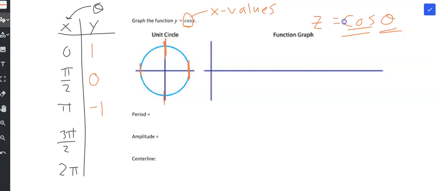Okay, 3 pi over 2. What's the x value at 3 pi over 2? 0. When we get back to 2 pi, we are back to 1. So now we need to graph this thing. At 0, we're up here at 1. At pi over 2, we're at 0. At pi, we're at negative 1. At 3 pi over 2, we're at 0. At 2 pi, we're back to 1.